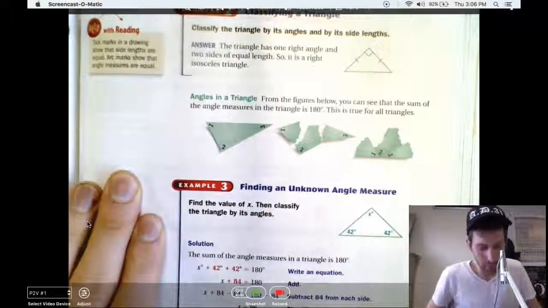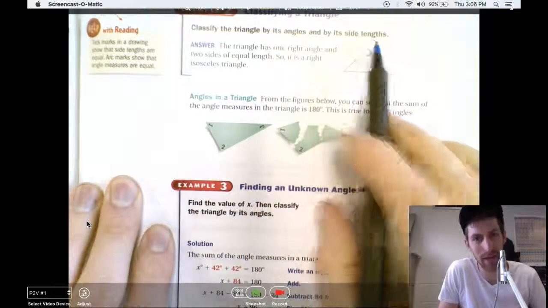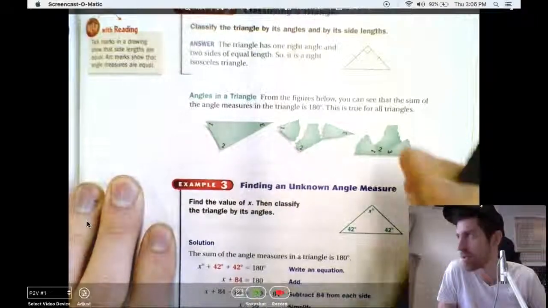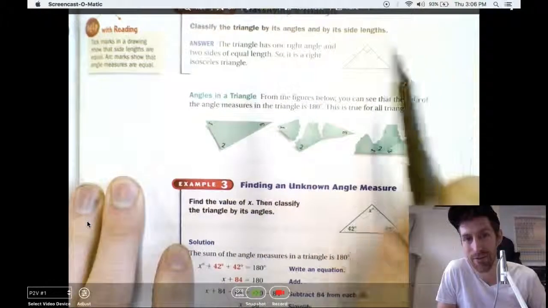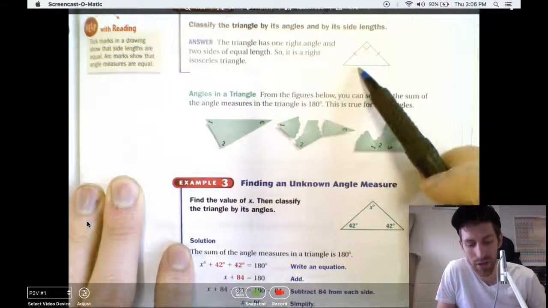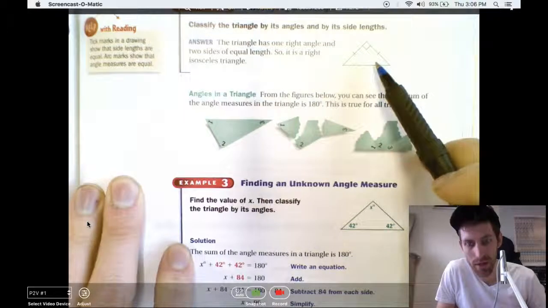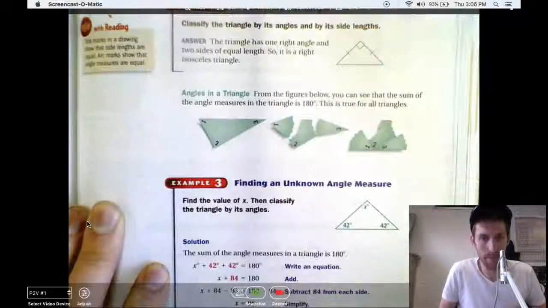Classify the triangle by its angles and by its side lengths. Listen, guys, I know some of you are not going to read the instructions closely enough, and you're just going to talk about it by its angles when it asks you to do both. This is an isosceles triangle, and it is what? A right triangle. Boom. Okay.